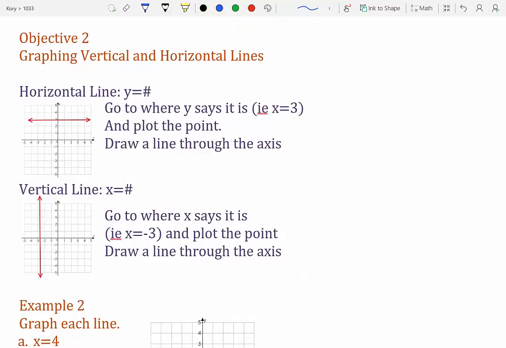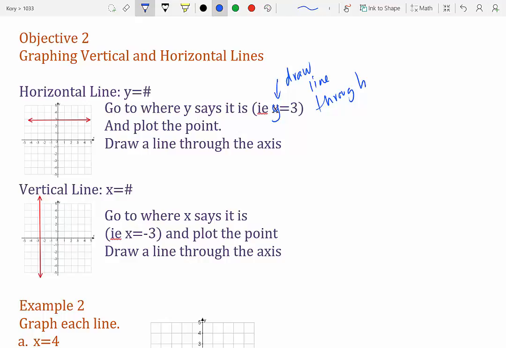Objective 2, graphing vertical and horizontal lines. So horizontal line, that's y equals a number. So for example, you want to go to where y says it is. So if y equals 3, you go to where y equals 3 and you plot the point and you draw a line through that axis. So since it says y, you're going to draw a line through it. And that's what you did here.